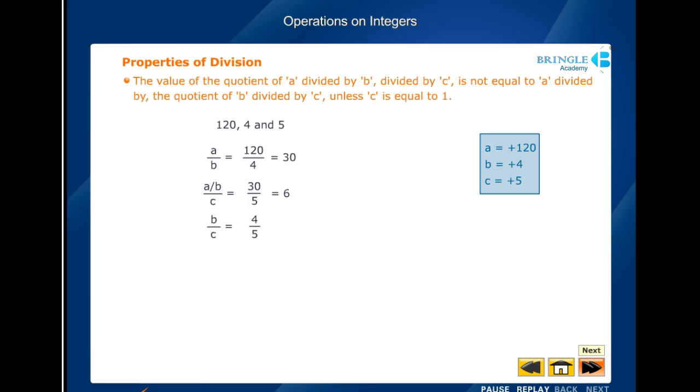Divide 4 by 5. The quotient is equal to 0.8. 120 divided by 0.8 is equal to 150. We see that the two sets of divisions produce different quotients. Hence, a divided by b divided by c is not equal to a divided by the quotient of b divided by c, unless c is equal to 1.